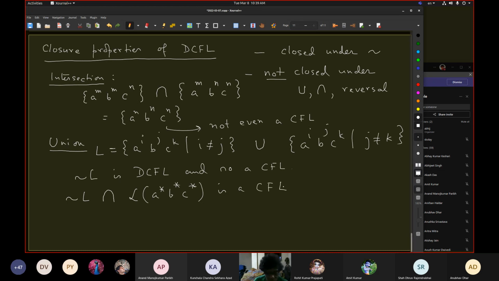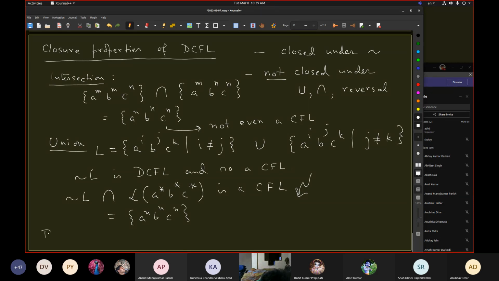But what is this language? It is a power n, b power n, c power n, and therefore this is a contradiction. Therefore, L cannot be deterministic context-free.